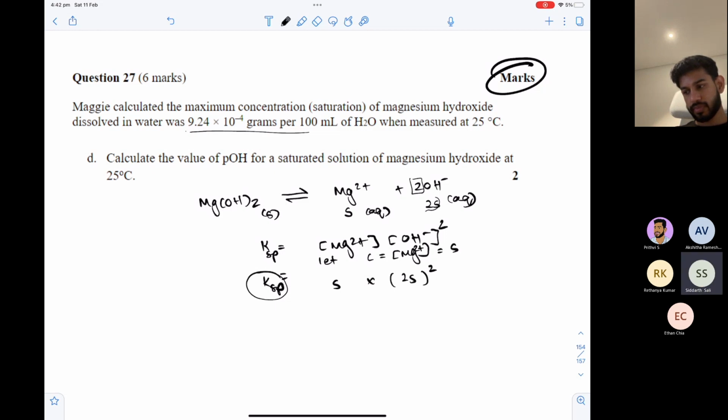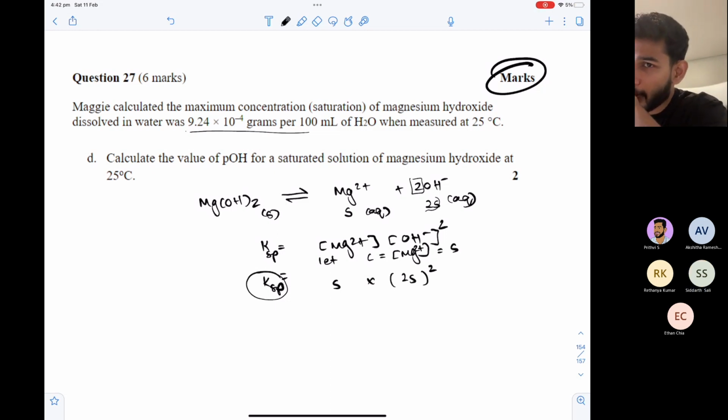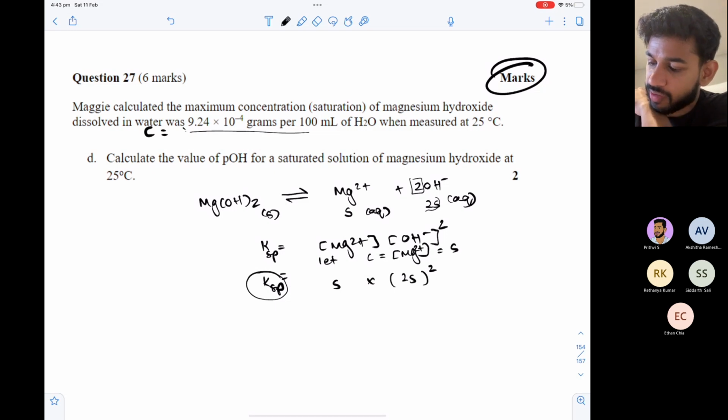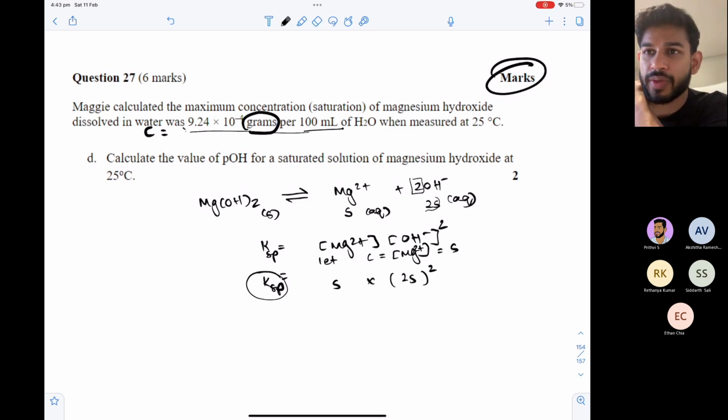So S equals 9.24. Where did you get S equals? So the magnesium hydroxide, the mass concentration that can dissolve in is 9.25 grams per 100 ml. But it's not the concentration in moles per liter. When you sub in the S value, that has to be in moles per liter. Are you with me? Yep.